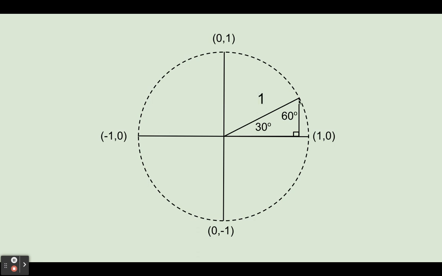So I want that to be a 1. And now we have to go memorize again. Opposite 30 is 1/2. Opposite 60 is rad 3 over 2. And there you go. In the x direction, it's a distance of rad 3 over 2. In the y direction, it's a distance of 1/2. So that ordered pair is rad 3 over 2, comma 1/2. All right? And that's exactly what we're going to do.